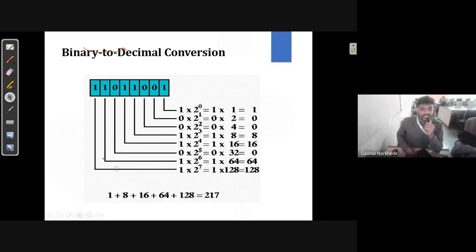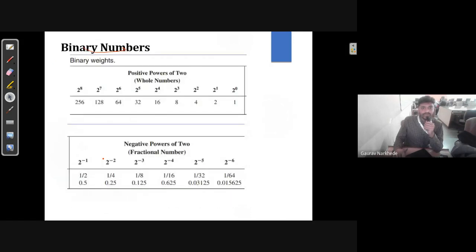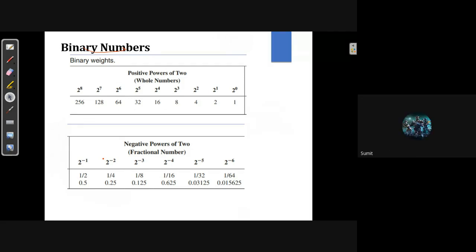Okay, now let us see how we can write it out. So these are your binary weightages, right. From right to left, 2 raised to 0, 2 raised to 1, 2 raised to 2, like that.